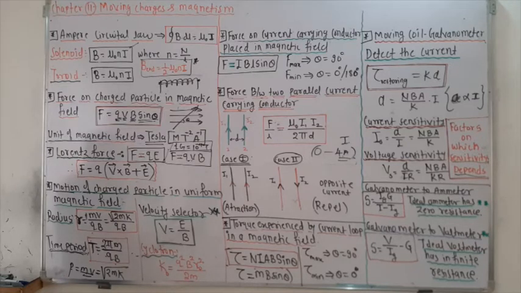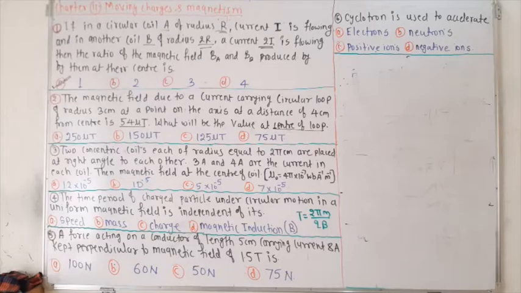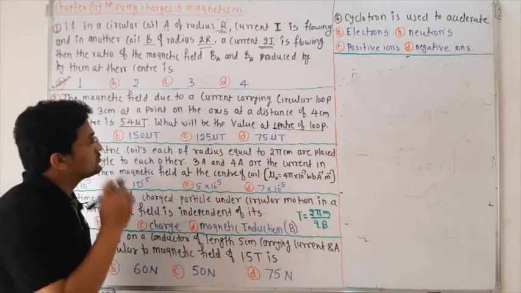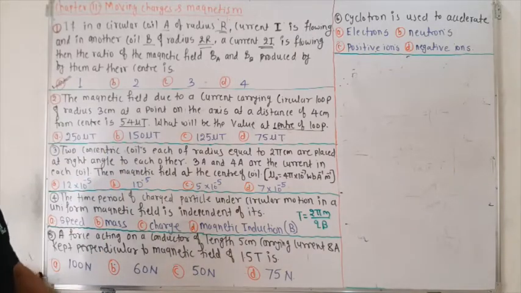Now we will try to solve some numericals. So this is all about the theory of moving charges and magnetism. We will now go for a few numericals. Now we will try to solve some numericals. Okay, so read the first one.